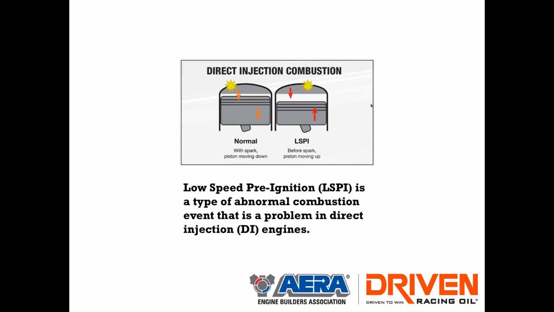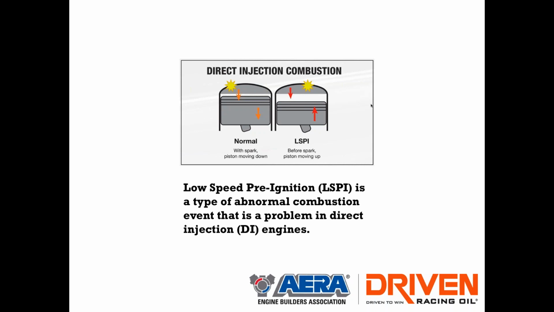It takes a long time for these events to occur. Unlike when you put a lot of timing advance in or run an engine a little bit leaner, where you can make it knock on a fairly regular basis, low-speed pre-ignition is more of a random event. If you get the conditions right, it can happen. It doesn't mean that if you have the conditions right, it's going to happen in a given number of cycles.